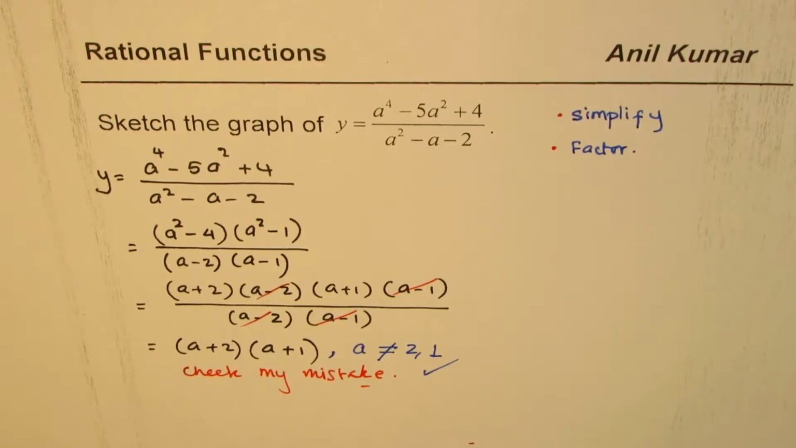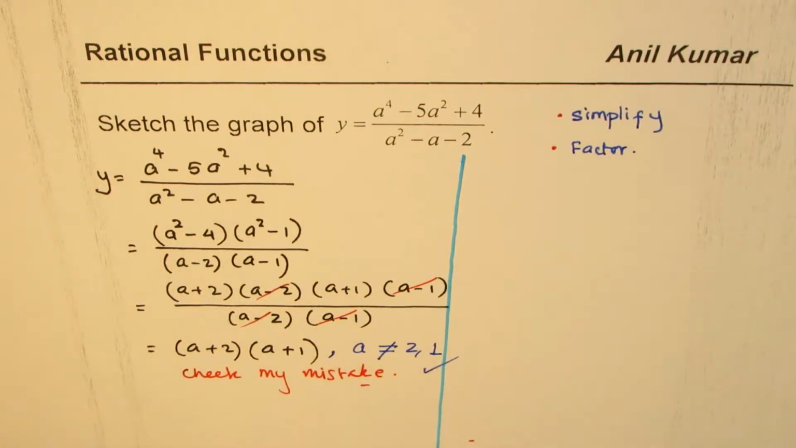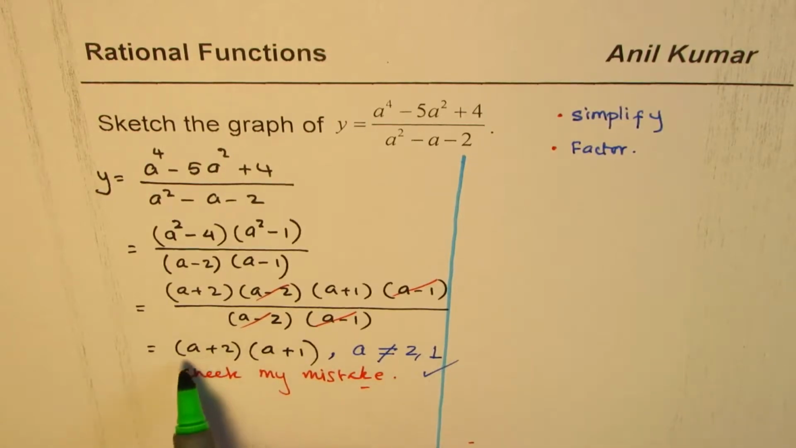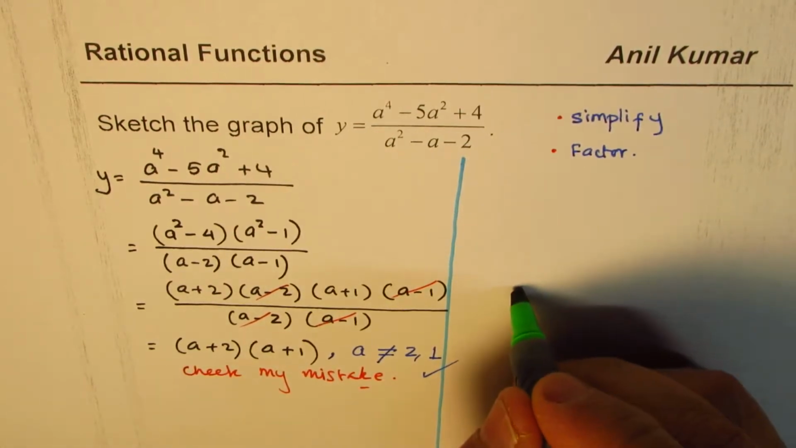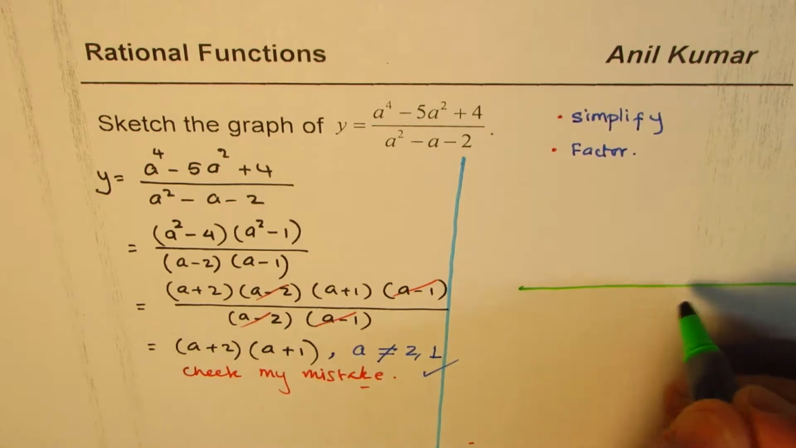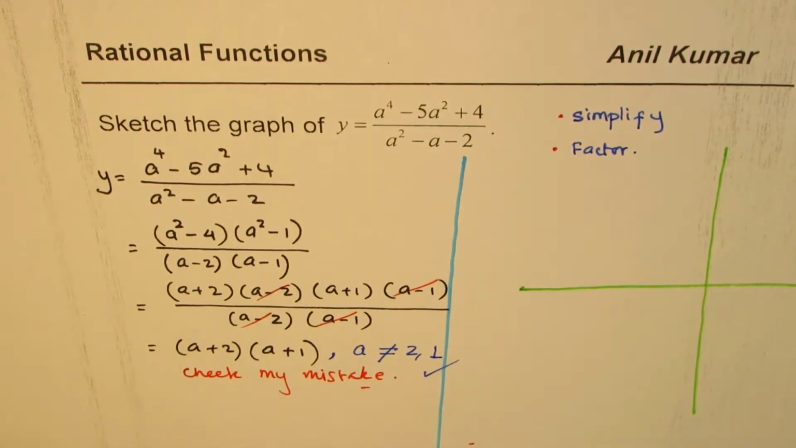Now we have a simplified version and it's easy to sketch from here, right? So what we will do here is sketch the graph. So this seems to be a parabola which opens upwards with two zeros, one at minus 2, the other one at minus 1. Now since my zeros are on the left side, I'll sketch it like this. Does it make sense to you?